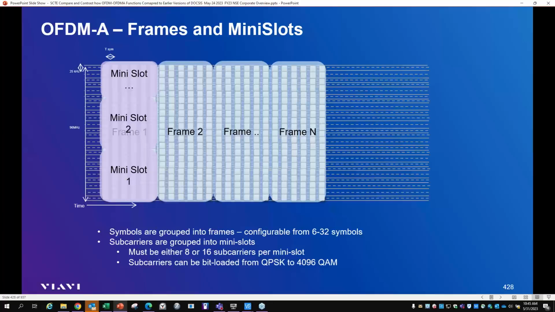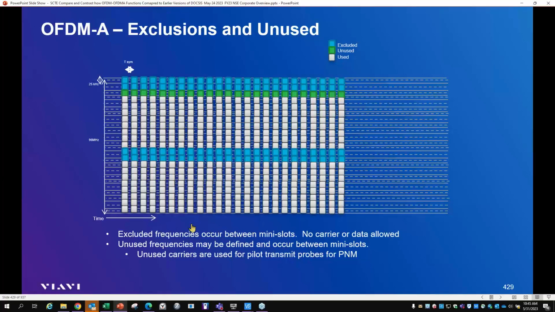And this is right there. If you look at your spectrum analyzer and you see how sometimes data is transmitted on the upstream, you see how they're grouped together, how the data is actually grouped together as it uses these frames and mini slots itself, right? Well, the OFDMA also has what they call exclusion zones.